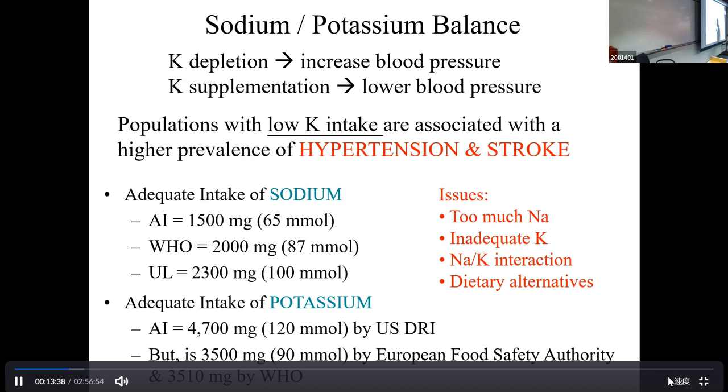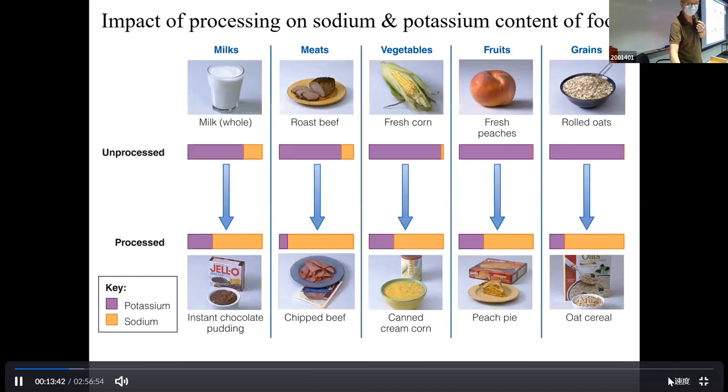And what about the dietary alternative, okay? Why we end up always having too much sodium and too little potassium is because if we are eating a significant proportion of our food in the so-called processed form, then the processing would tend to decrease the amount of potassium and, relatively speaking, increase the proportion of sodium.